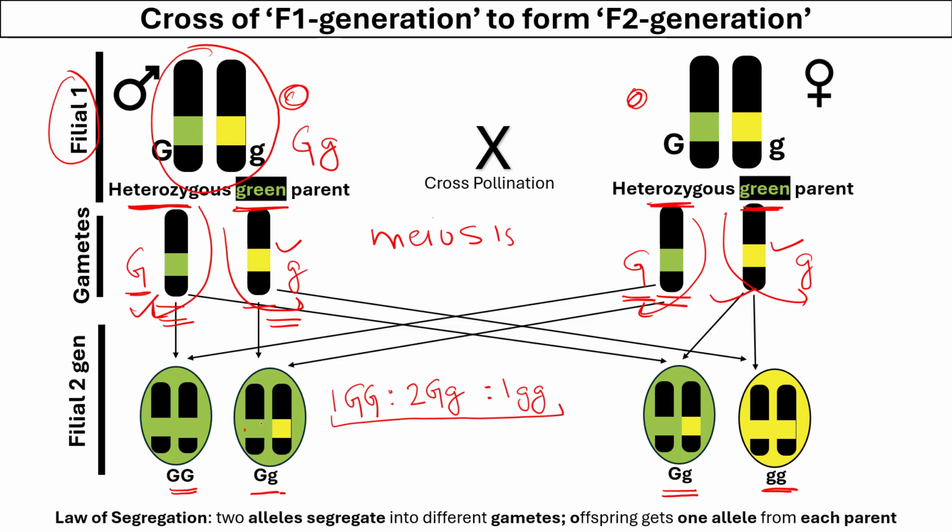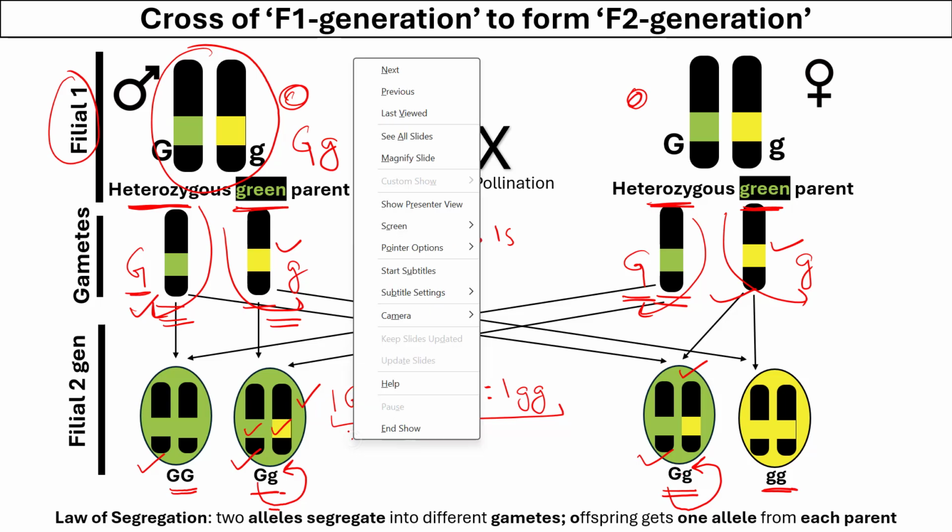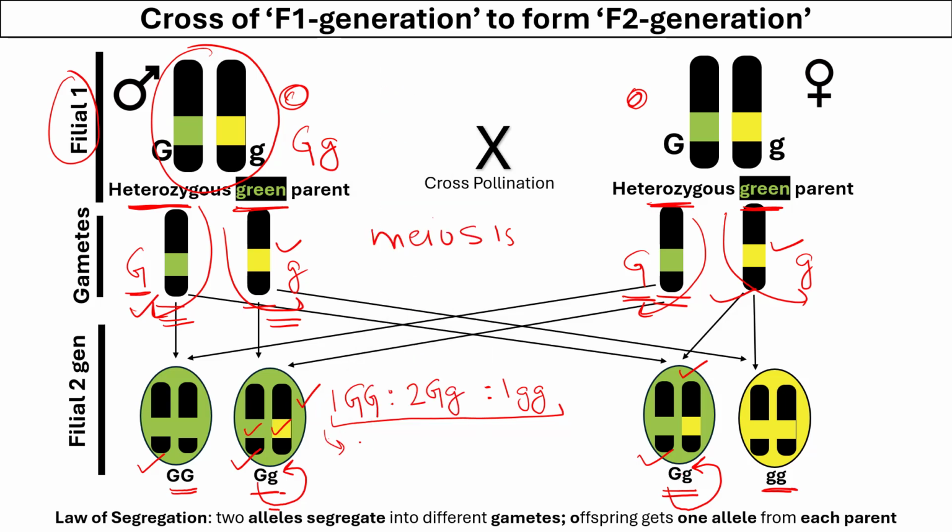Although you have two kinds of alleles here, the result is green. Here also the result is green. Why? Because capital G is dominant over small g. So here also you have green color. The genotypic ratio will be different from the phenotypic ratio. In the phenotypic ratio, you would have 3 greens and only 1 yellow.